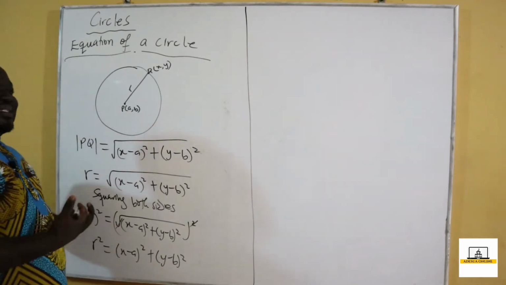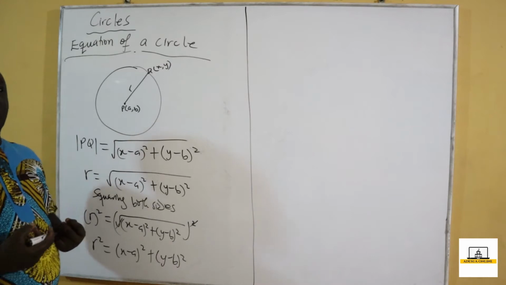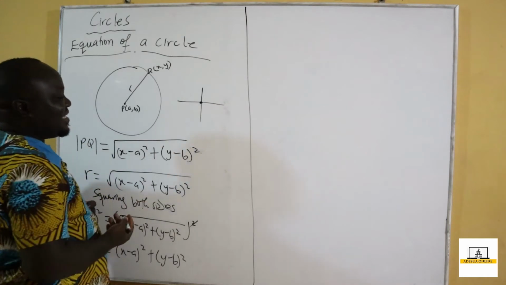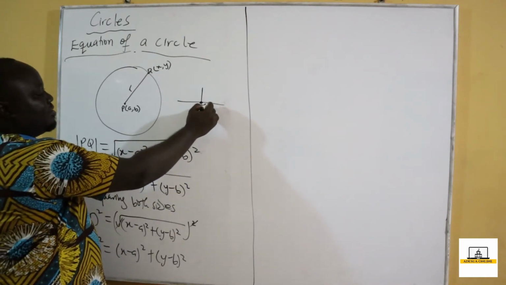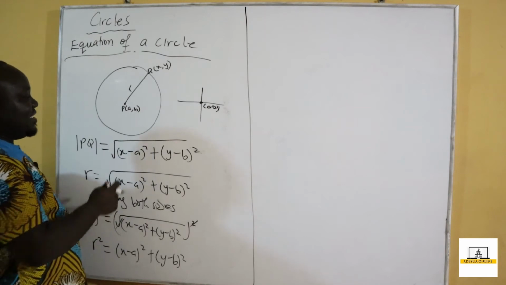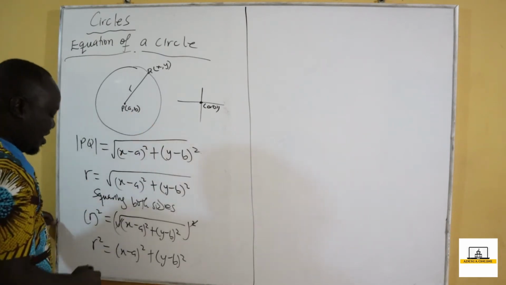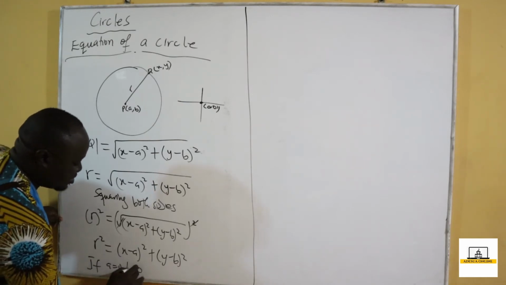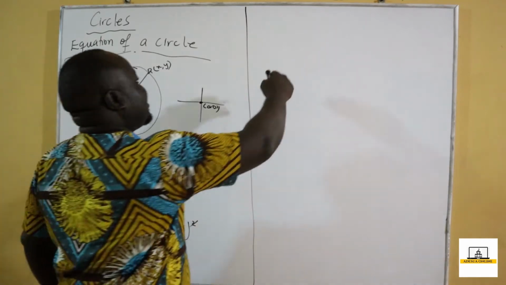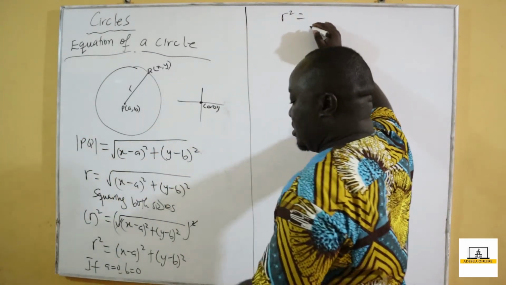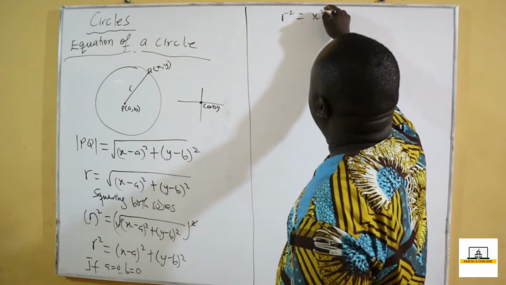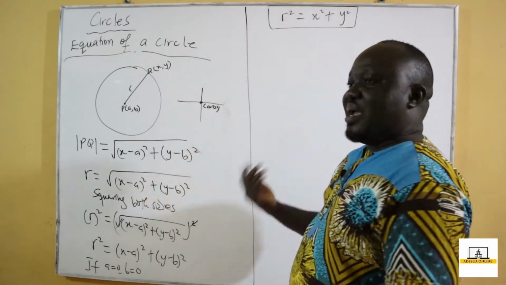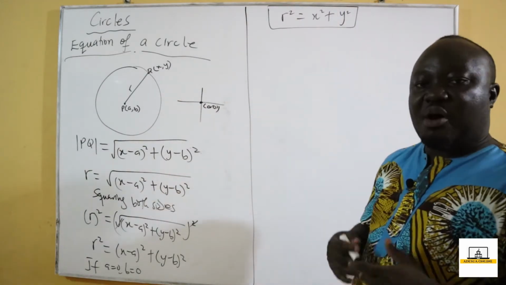Now, assuming our center of the circle is the origin on the OXY plane, or the Cartesian plane. If the origin is (0, 0) and that is where the center is, it means our a is 0 and b is 0. So if a is 0 and b is 0, our equation of the circle is now r squared is equal to (x minus 0) squared, which gives us x squared, plus y squared. So this will be the equation of the circle if we have the center at the origin.